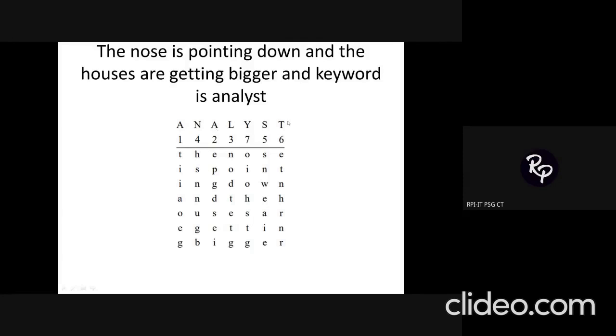Analyst is the keyword which is given to you. I wrote it in the same order in which it appears in my question. Then the plain text is: the nose is pointing down and the houses are getting bigger. In the same order, I'm going to fill it in a row-wise manner. The nose is pointing down and the houses are getting bigger. Here the number of characters is divisible by the length of your keyword, so we don't have the problem of with filler or without filler category. No issues. Once I have filled this matrix, the next step is you need to read it in a column-wise manner.